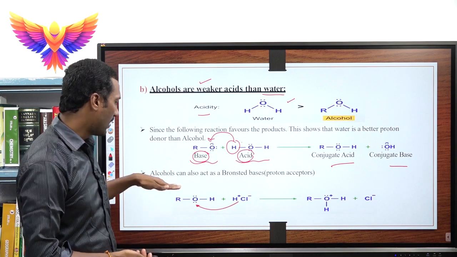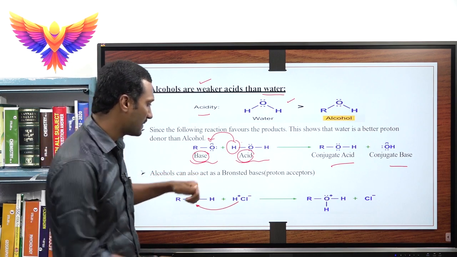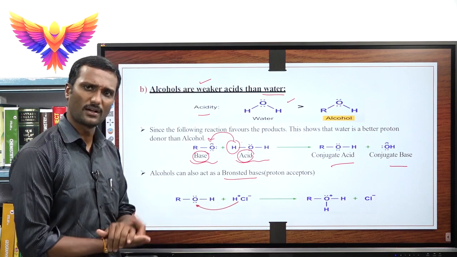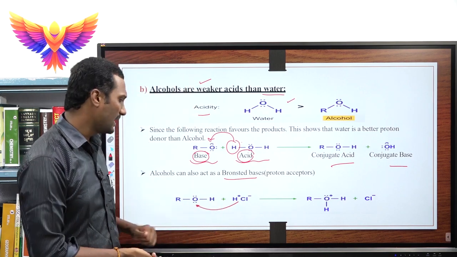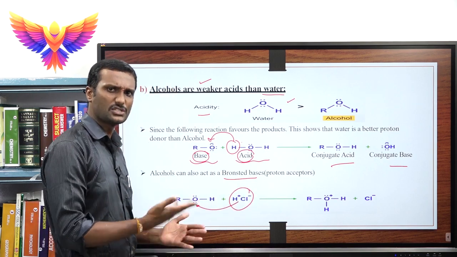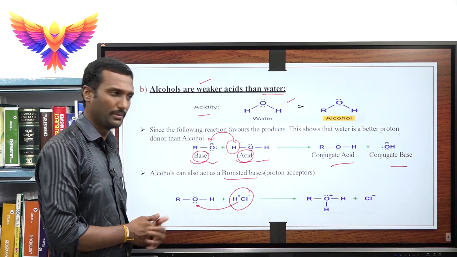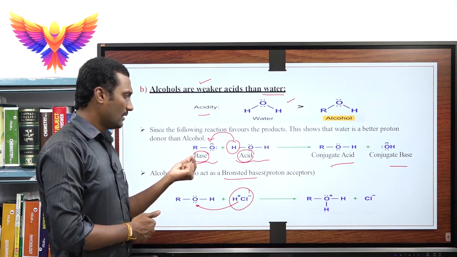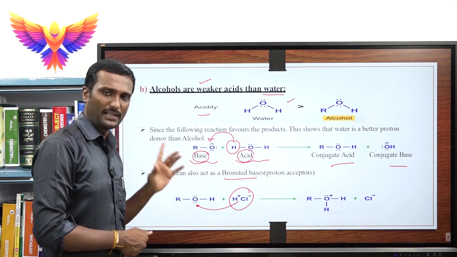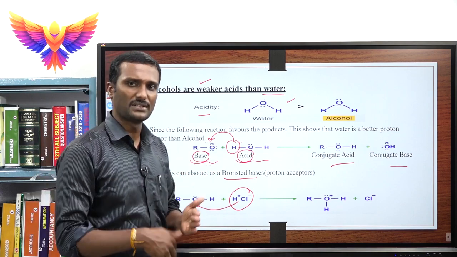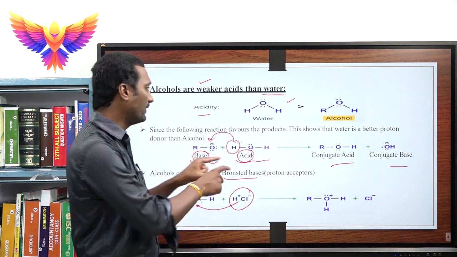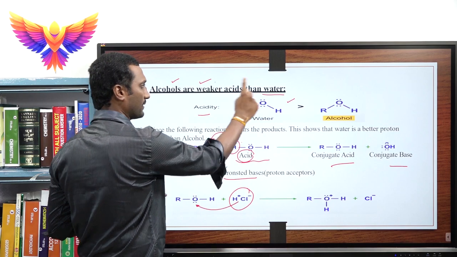And again, alcohols can also act as a Bronsted base. What is the meaning of Bronsted base? That is a proton acceptor, right? You can see here that when alcohol reacts with HCl, HCl is a stronger acid than the alcohol, just as water is a stronger acid than the alcohol. Make a note, because in the coming class we will study phenols and how the acidic nature varies. So here we have taken only alcohol and water.